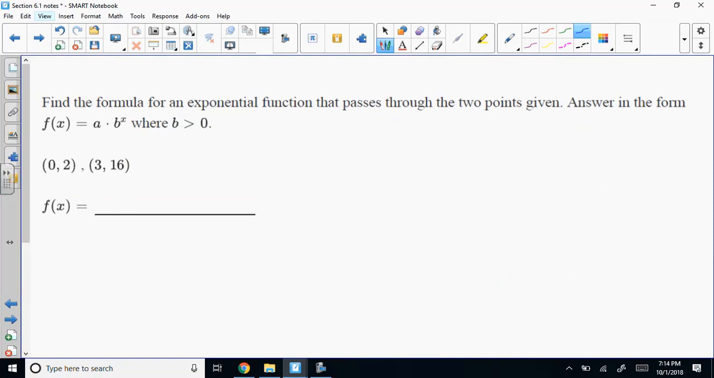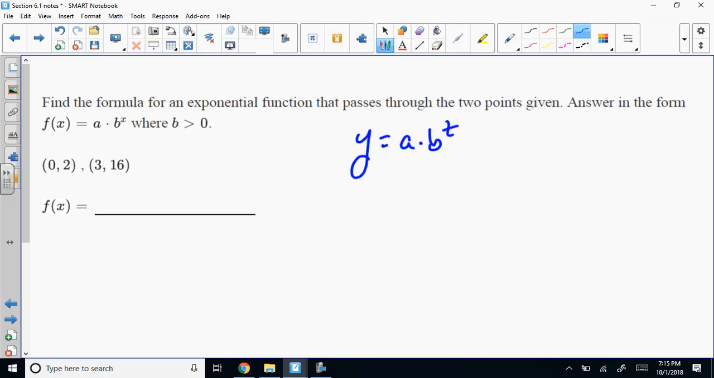Okay. Now, here's the fun part. We're going to write exponential equations from 2 points. Now, you've probably been exposed to doing this when you did geometric sequences, like missing terms in a sequence. But I want to show you something. This is pretty cool.